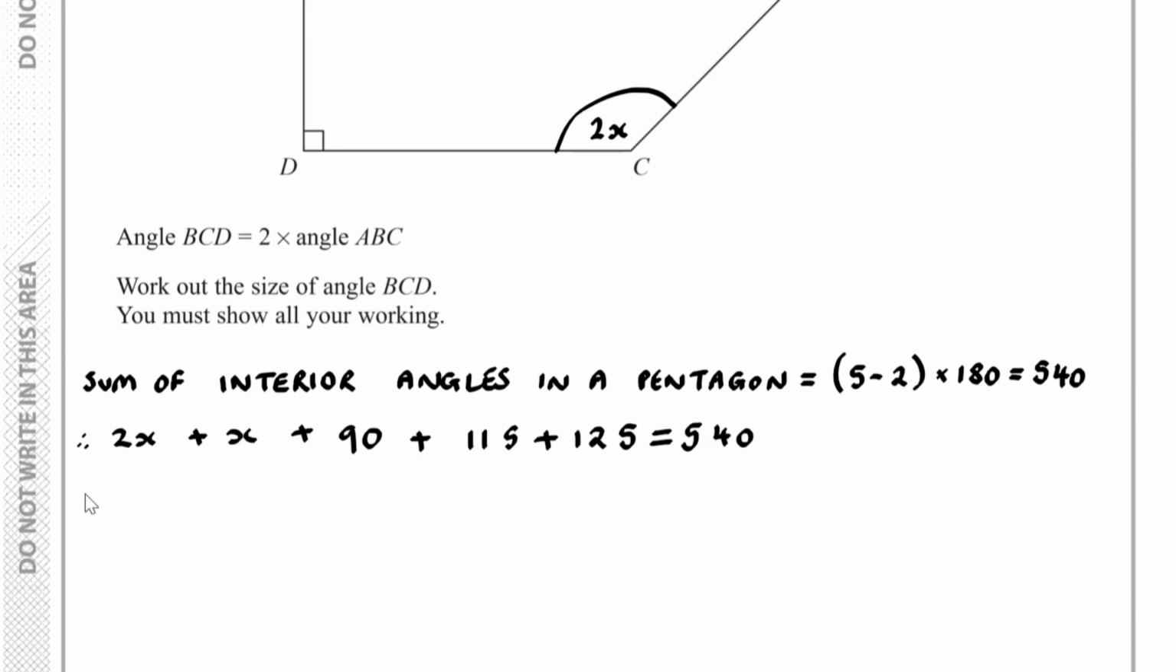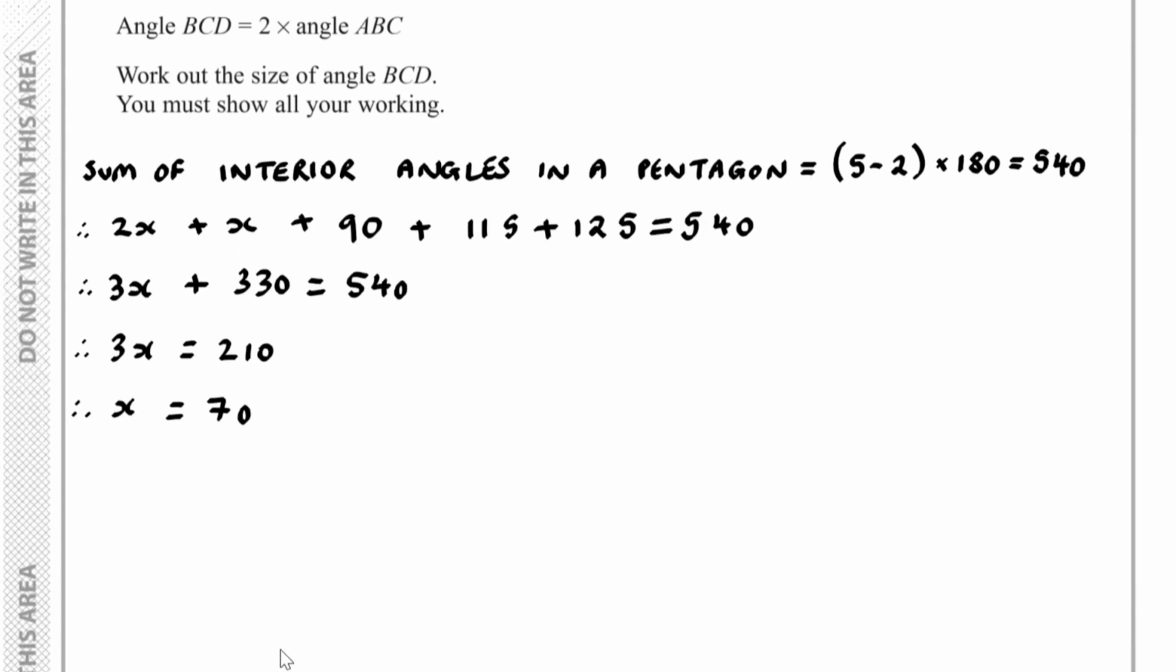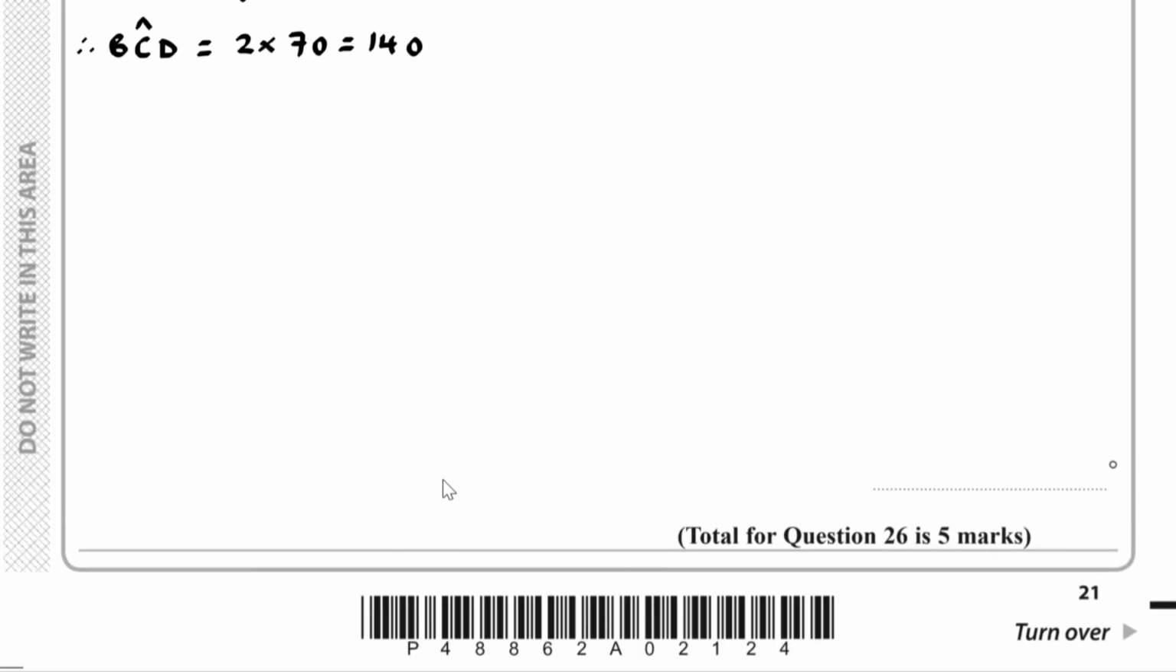So 3x plus 330 is equal to 540. Subtract 330 from both sides, we are left with 3x equals 210, and if I divide both sides by 3, x is 70, which means the size of the angle BCD is 2 times the 70, which is 140. So we've got 140 degrees.